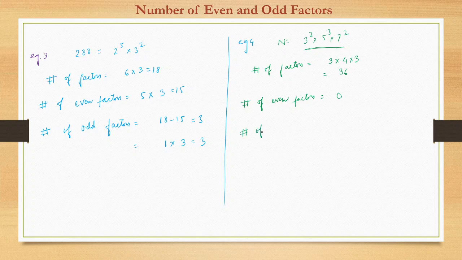What would be the number of odd factors? All the factors are odd only because we do not have any power of 2 here. So directly we can multiply the powers of the other prime numbers. Power of 3 can have 3 options, power of 5 can have 4 options, and power of 7 can have 3 options. This is 36. The point to be noted here is that since in this number there is no power of 2, there would not be any even factors for this number.